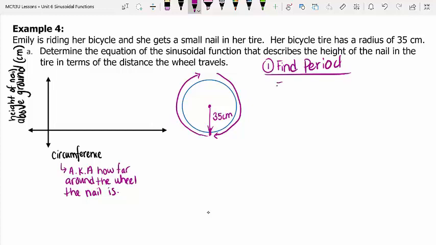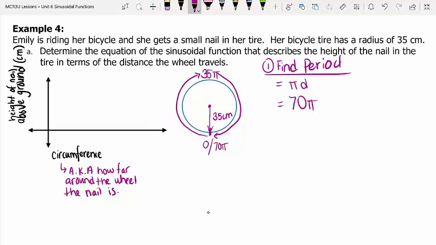So the period is equal to the circumference, which is pi times diameter. Okay? And the diameter of the wheel is going to be double the radius, so it's going to be 70 centimeters. So if one full rotation is 70 pi, that means half of a rotation is 35 pi. So we can add that to our diagram. And we know that this point here is 0 or a full rotation.